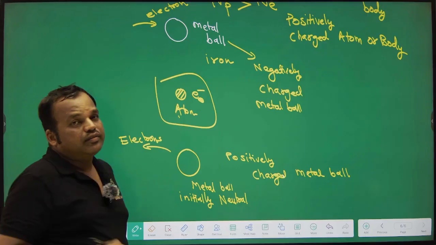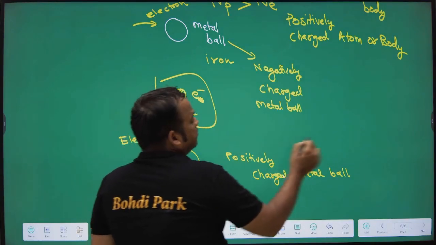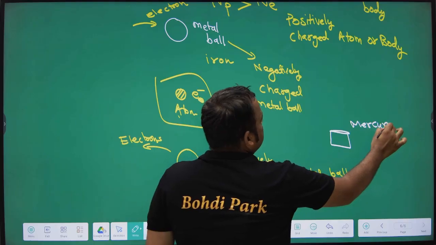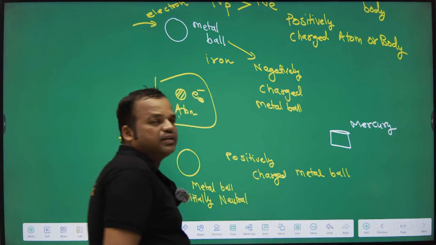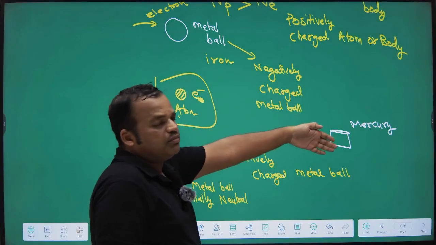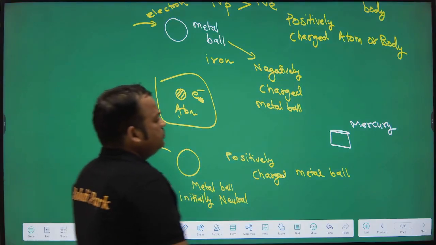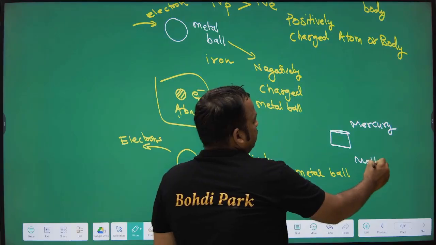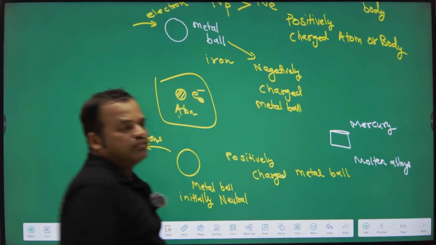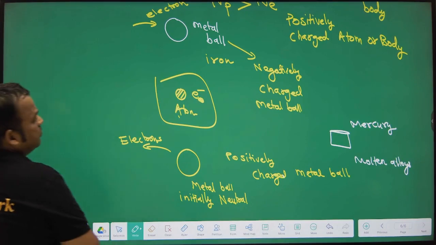It can be a liquid also. The same type of experiment we can perform with mercury. Mercury is a liquid metal. It can be positively charged, it can be negatively charged. Or molten alloys, we can perform this experiment. It can be positively charged, it can be negatively charged.